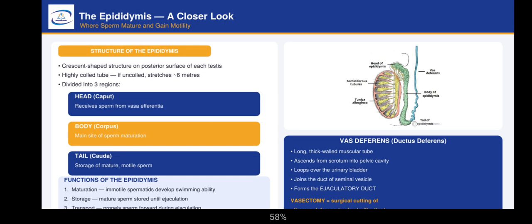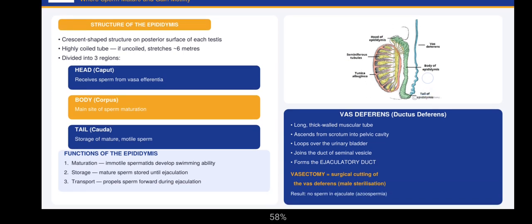Okay, and then you also have the body called the corpus. This is the main site where maturation of the sperm happens, and then you have the tail, also called the cauda. All right, so from this tail, the epididymis is connected to what? To the vas deferens.